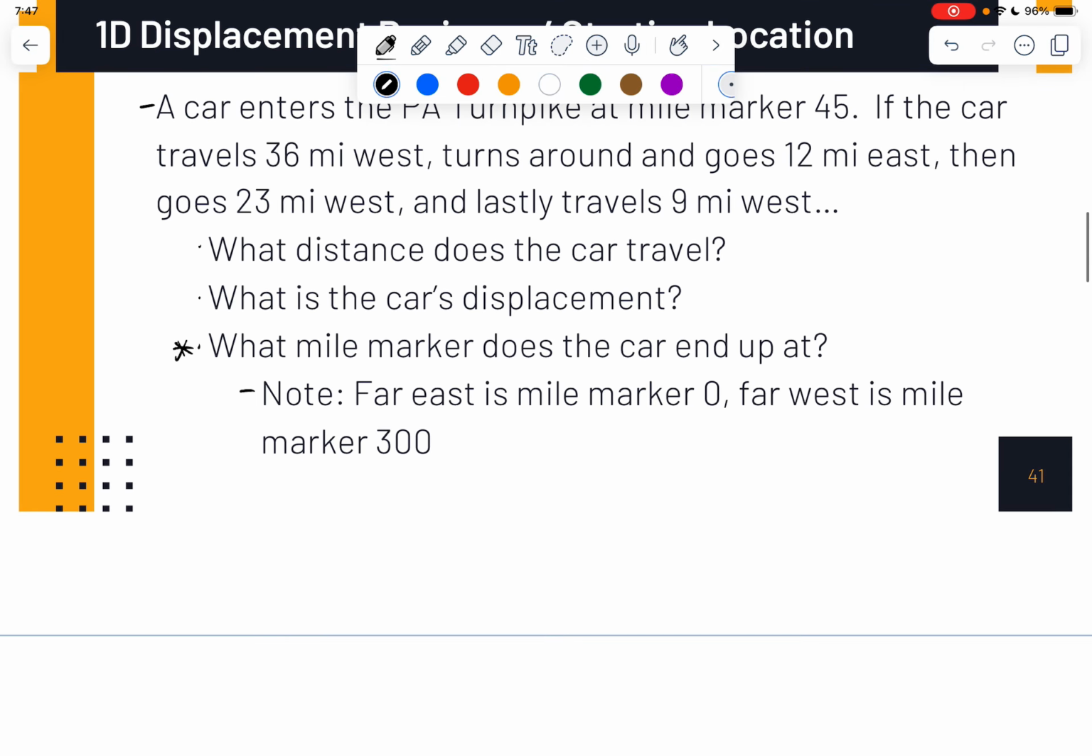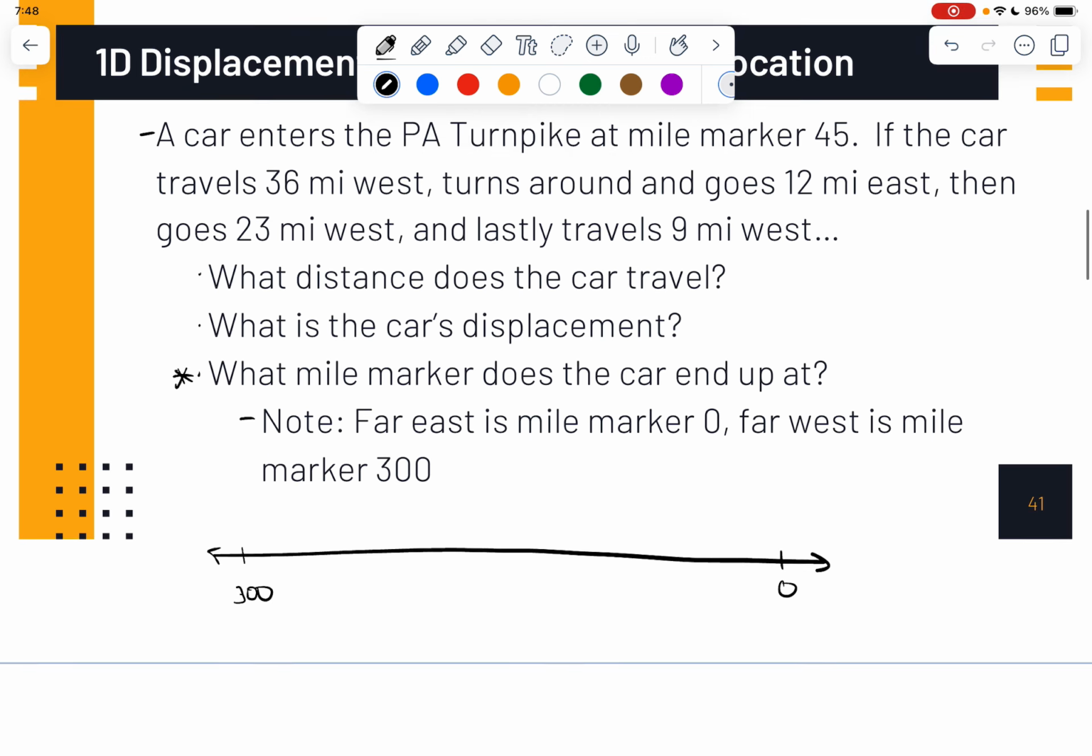The first thing we can do is map this out a little bit. They tell us that the far east mile marker is mile marker 0, and going all the way to the west is 300. So let's place mile marker 0 on the east side and mile marker 300 on the west side. They tell us that our car enters the turnpike at mile marker 45. So marker 45 here is going to be our car's starting position.